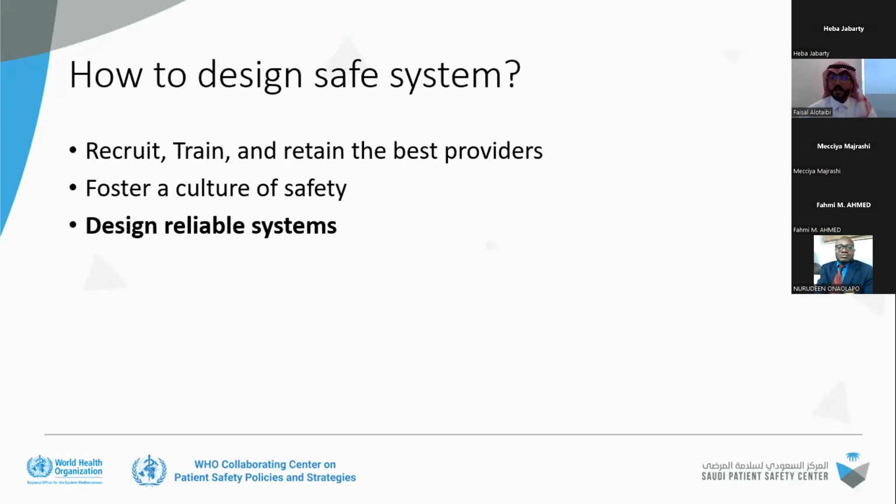Also, Ms. Makia talked a lot about the culture of safety. It's highly important, and it shapes our action and the culture that we have in place. It shapes our practice for patient safety in our organization. We are going to speak about how you can design or redesign a reliable system in our hospitals.